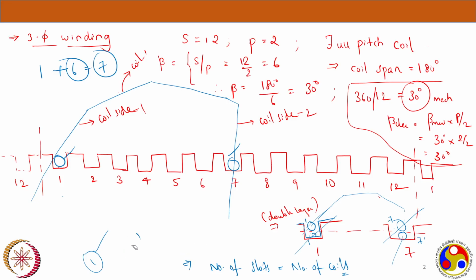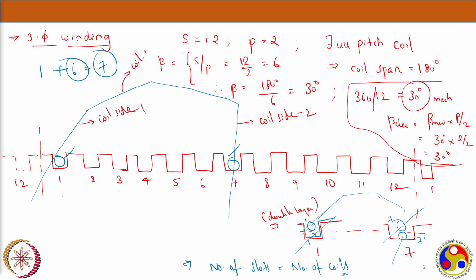So that's how, if you are given a winding diagram, by looking at it, if you want to say whether it's a single layer or double layer winding, this is one way to say that. So this is how you can place a coil side in the slot if it's a single layer, and how you place a coil in the slot if it's a double layer.